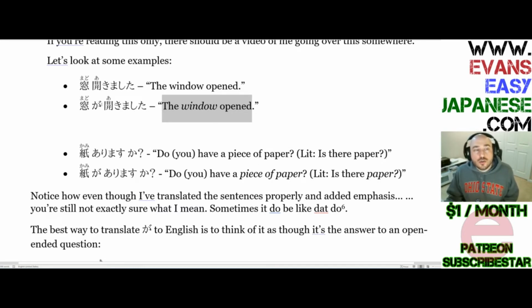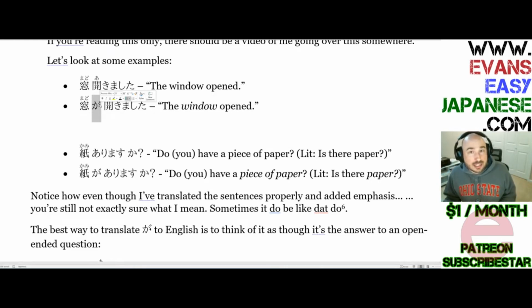So, I've mentioned this before with the wa particle. If this were a wa particle, it wouldn't be the answer to a question. We would never say, what opened? Mado wa akimashita. That would be odd. We'd expect something like, but something didn't open. Don't worry about that right now.